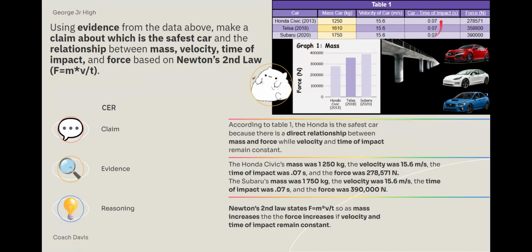These numbers, they're exactly the same. So the velocity of these cars, they're going about 30 miles an hour. That is constant. Time of impact, they all hit the bridge. There's nothing to slow them down. They all had the same impact. Those are constant.